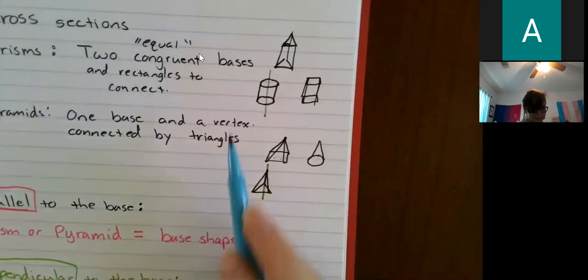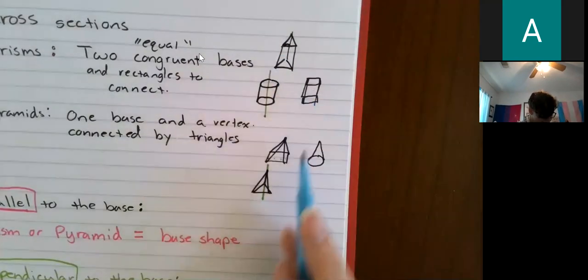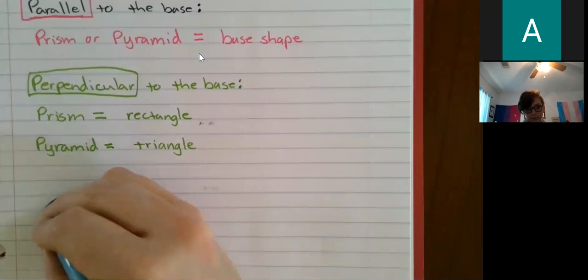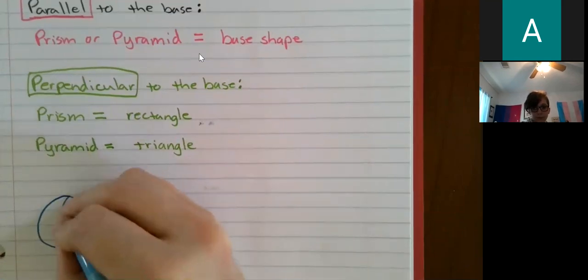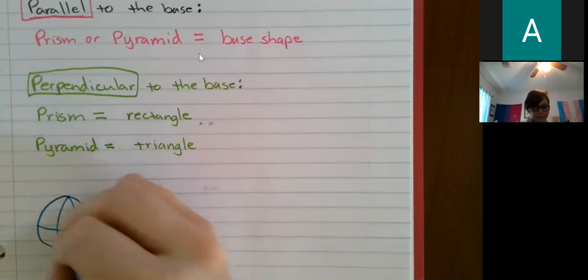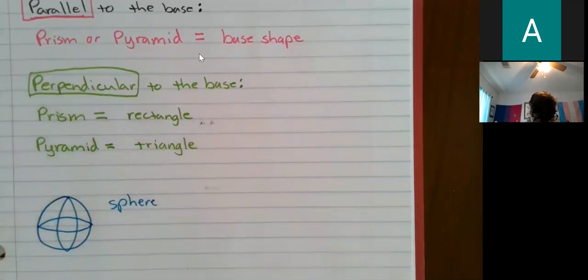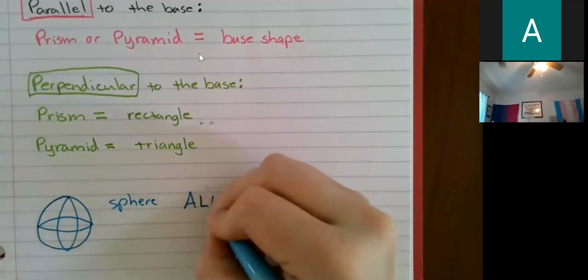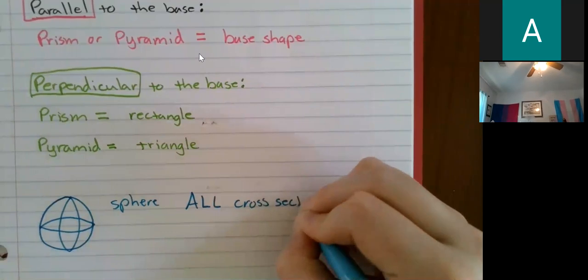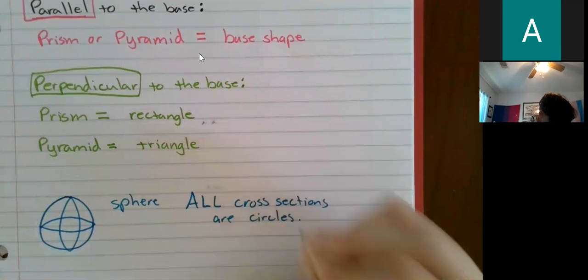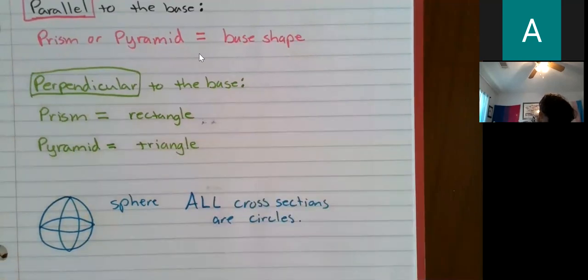So I've given you a whole bunch of shapes here, but I did not list the shapes that exist. Cube? Not a cube, but a sphere. If we take a sphere, no matter how you cut a sphere, what kind of cross section do you think we're always going to get? A circle? A circle. Sphere, all cross sections are circles. Always, always, always. It does not matter how you cut a sphere, that cross section is always going to be a circle.